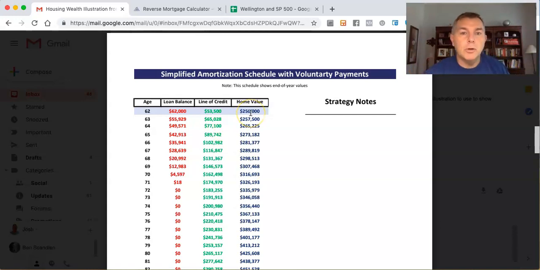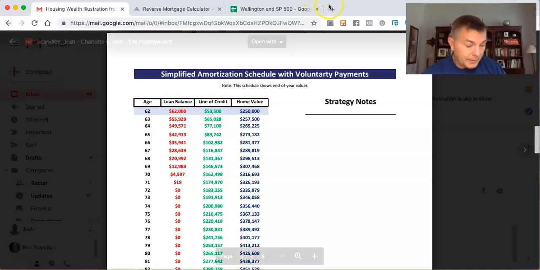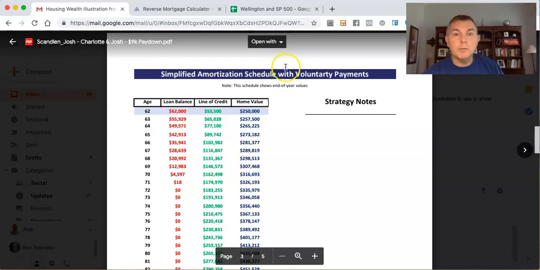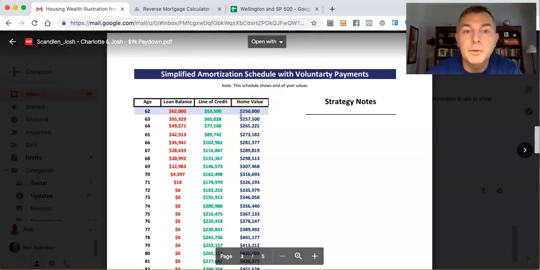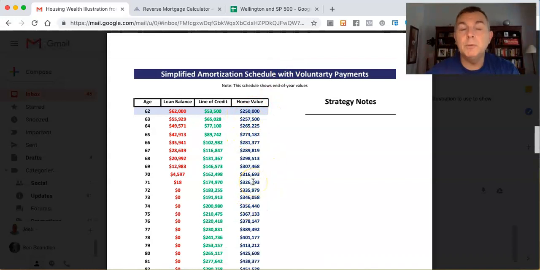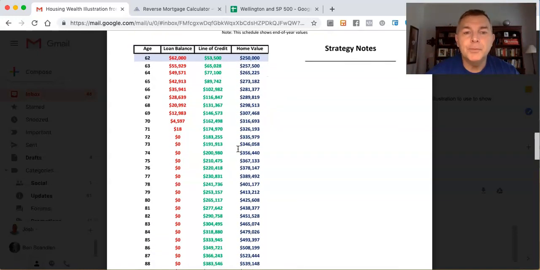All right, so now here, 250, we have 62 plus 53. Divide that by 250. Yeah, so here we only have 46% we could tap into. Here we got 54%. The older we get, the more we can tap into our reverse mortgage to pay the bills, do whatever we want with. Again, it's tax-free. So now the line of credit, by the time I'm 80 years old, is $265,000.